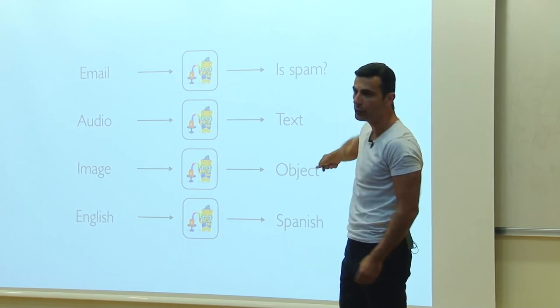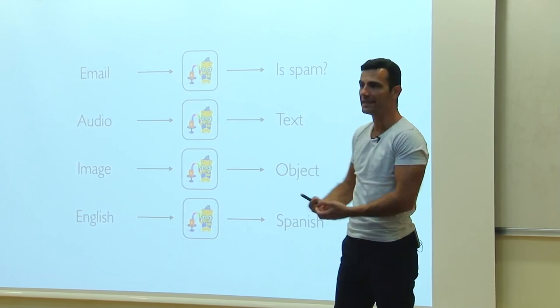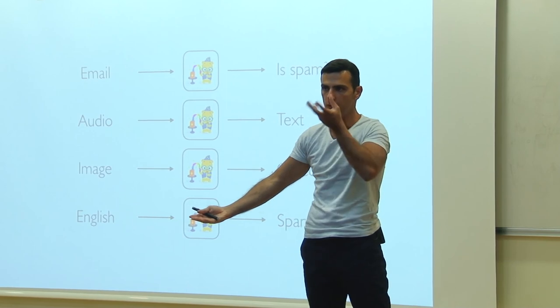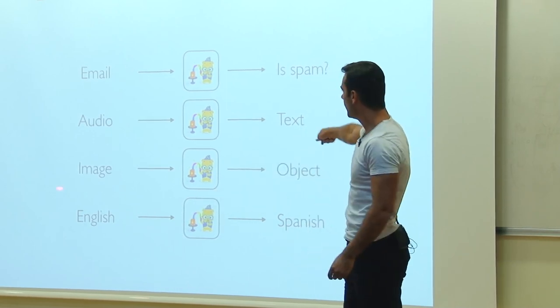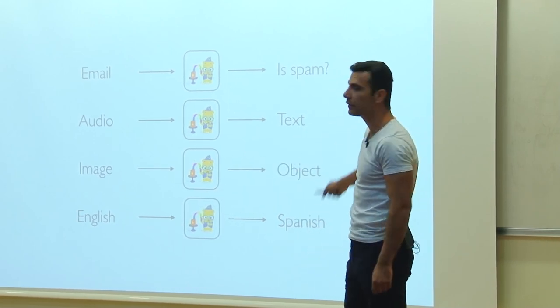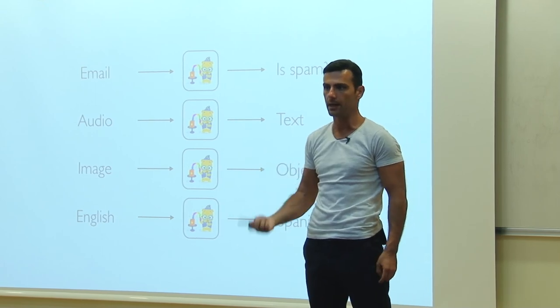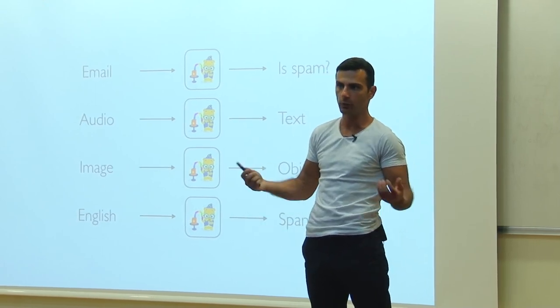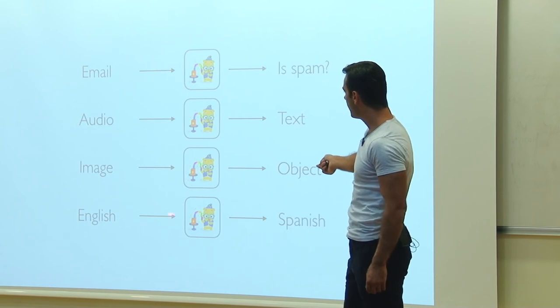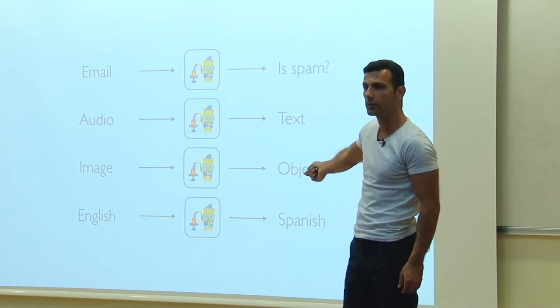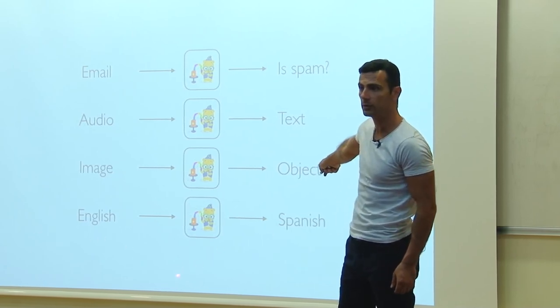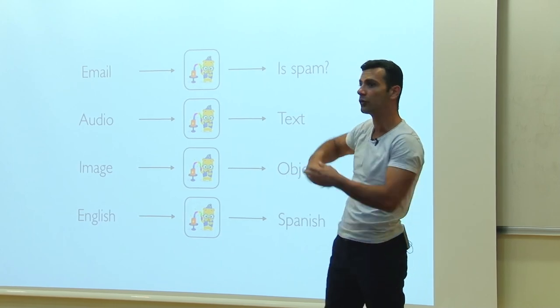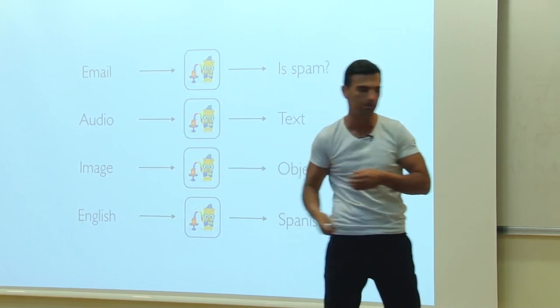The input might be audio, and the output might be the text inside the audio. Like, what is the person saying, the actual text? The input might be an image, and you're trying to figure out what is the object inside the image. Is it a dog? Is it a house? The input might be a language. It might be English, and the output, Spanish, right? Input to output. It's trying to translate from A to B.